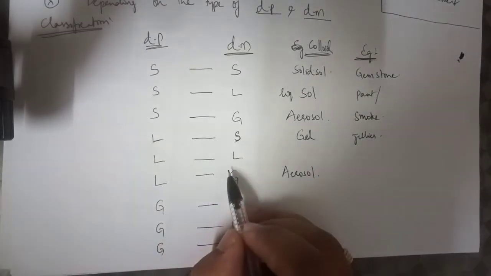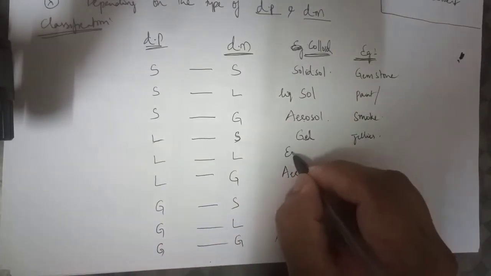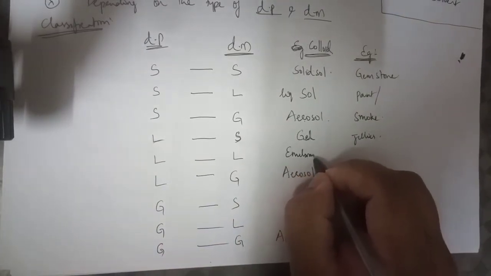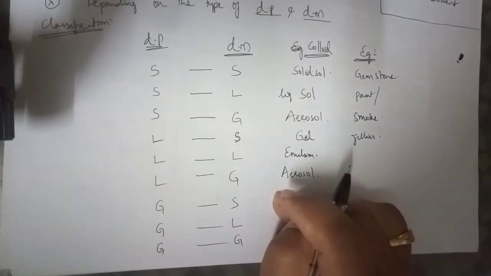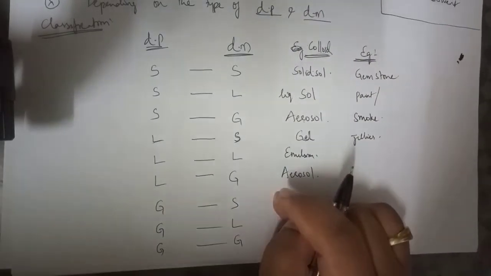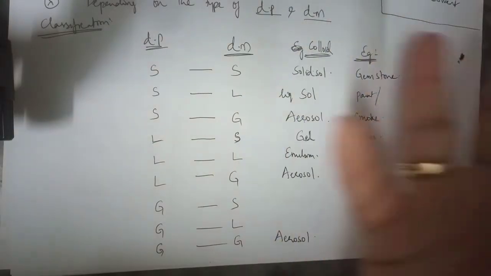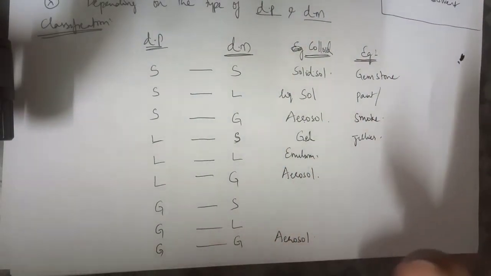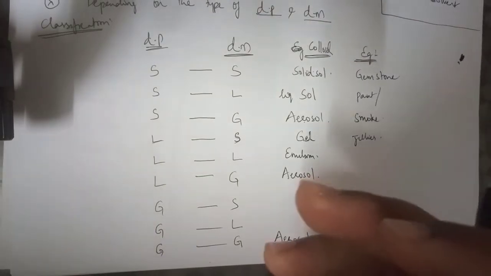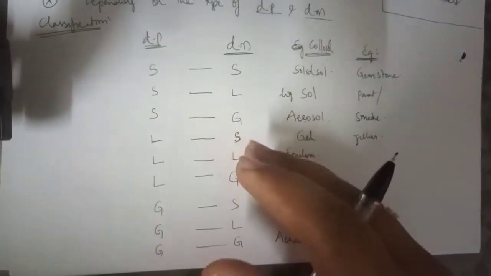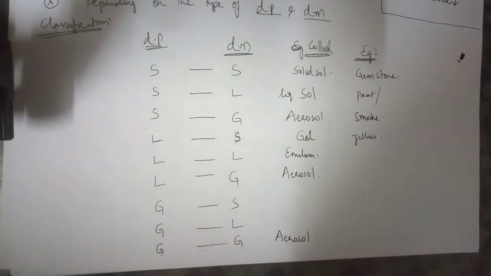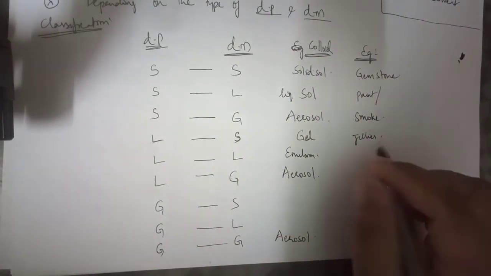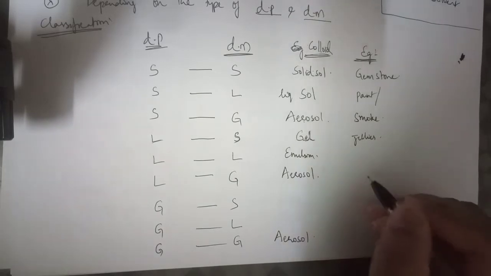So liquid in liquid is called emulsion. Okay, liquid in liquid is called what? Emulsions. And the best examples for this are your milk, cream, the hair cream that you use, or even water in oil. You just put water in oil, that is nothing but a colloid. So that is one of the examples of the emulsion.